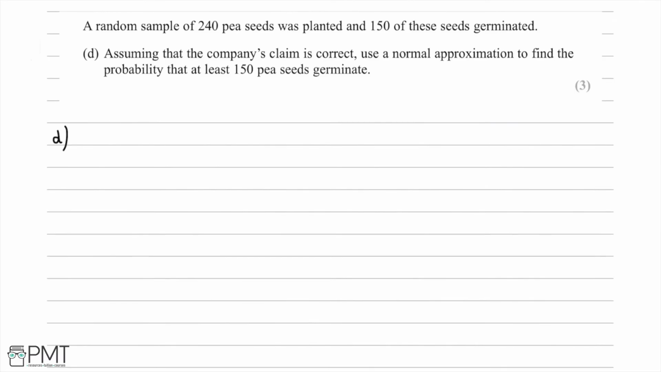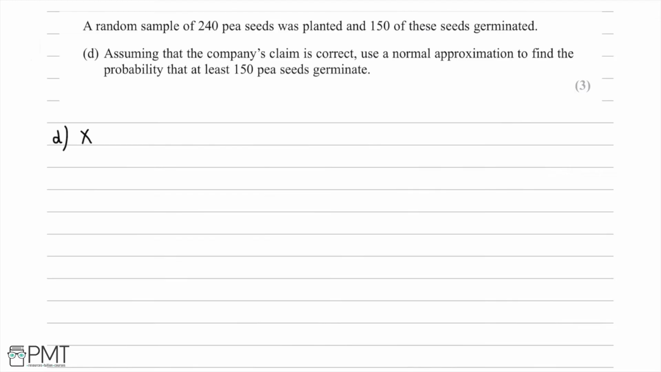So for part D of this question, we're given some further information. We're told that a random sample of 240 pea seeds was planted, and 150 of these seeds germinated. We're to assume that the company's claim is correct, so that claim was that 55% of the pea seeds germinate, and we're to use a normal approximation to find the probability that at least 150 pea seeds germinate.